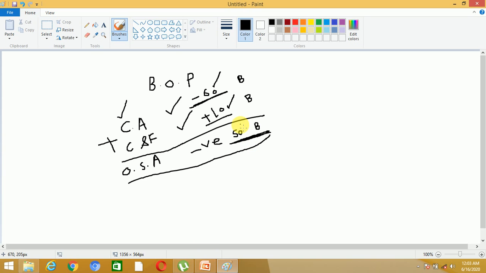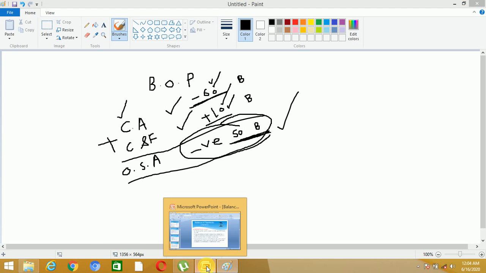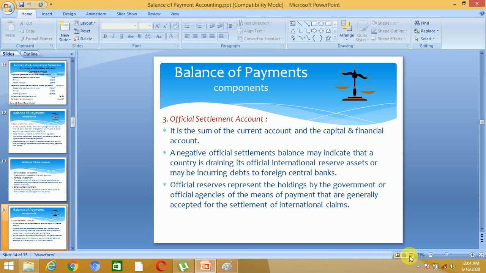I mean, if you don't have money, you will take a loan of 50 billion from foreign banks and make payments to foreign countries. If you don't have money, you will take loans. Loans for what? For making these payments, this payment and this payment. For making these payments, you will take loans from foreign central banks.